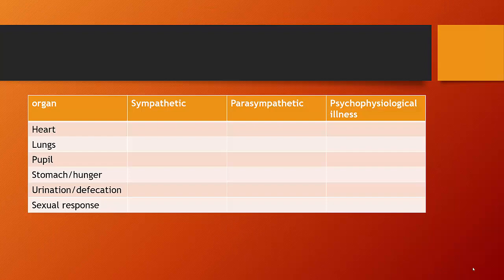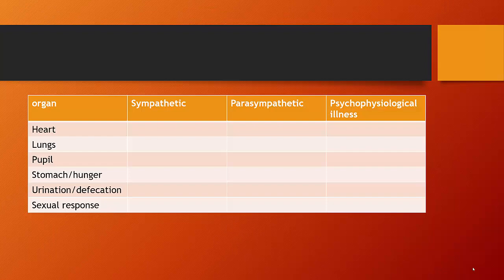So we're on to the lungs now. We're looking at each organ, each of these topics here on the left-hand side of the screen, and we're talking about how stress affects each one of them. We're talking about the sympathetic activation versus the parasympathetic activation, and then the psychophysiological illness. And then we're going to illustrate a particular stress concept with the different organs. So this one is on the lungs.